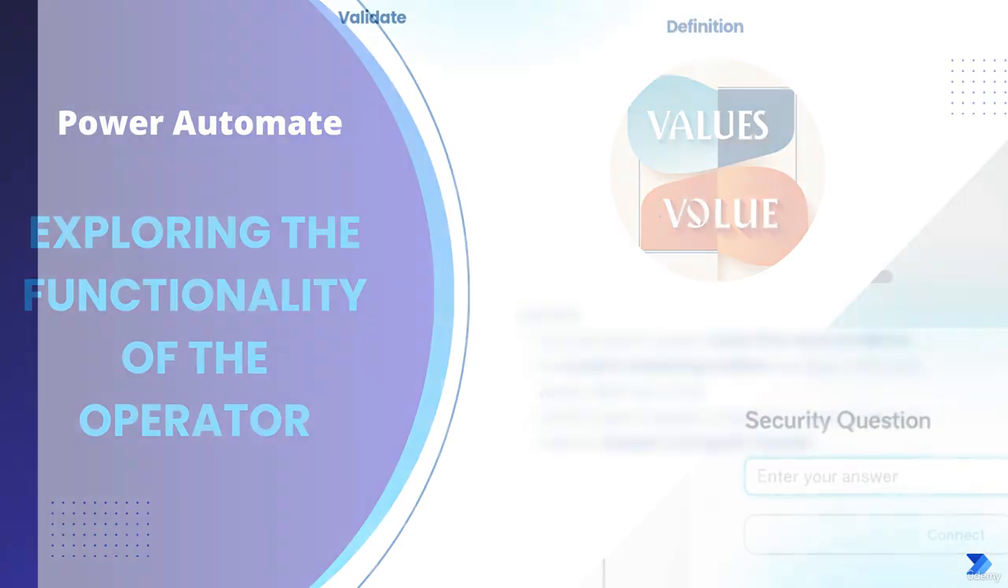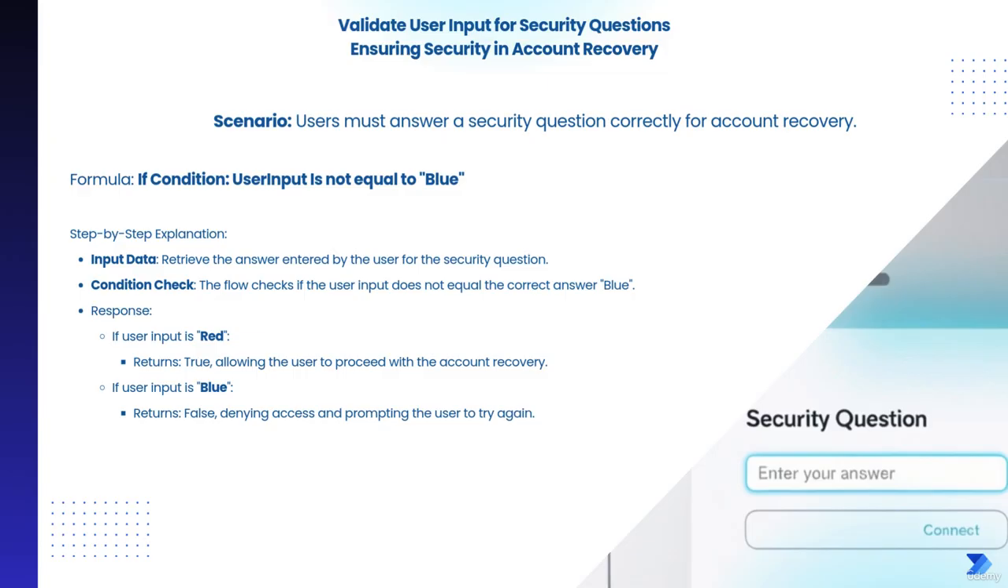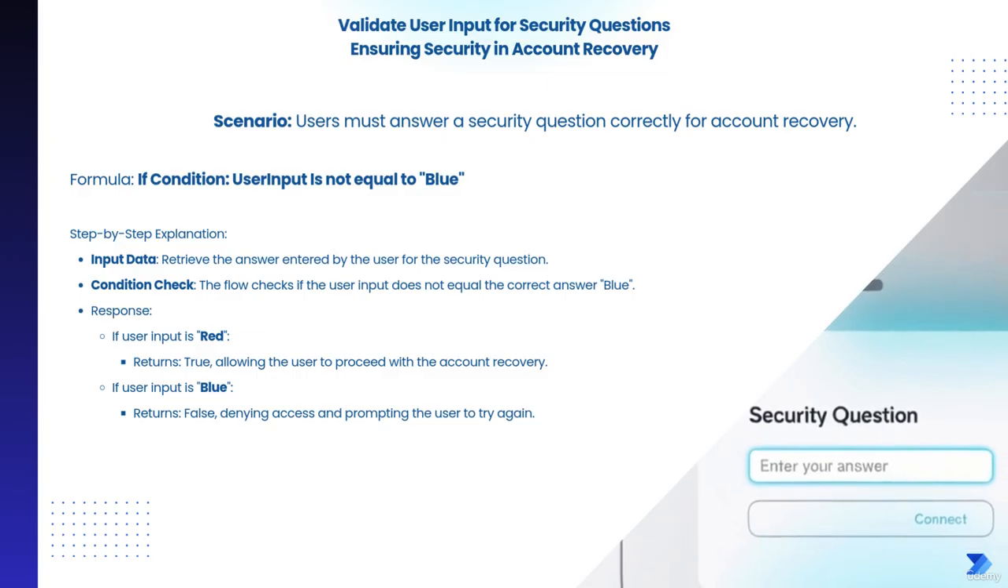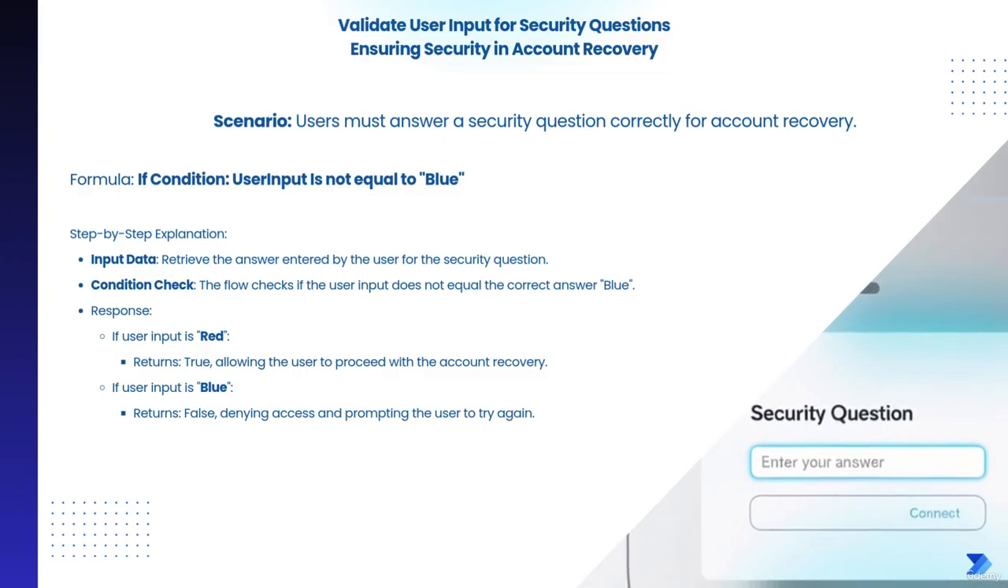Scenarios. Example 1: Validate user input for security questions. Scenario: in a security feature for account recovery, users must answer a security question correctly. The system checks if the answer provided by the user does not match the correct answer. Formula: if condition, user input, is not equal to blue.